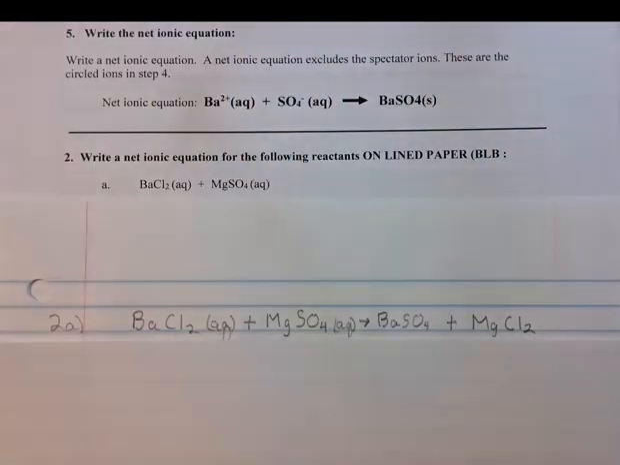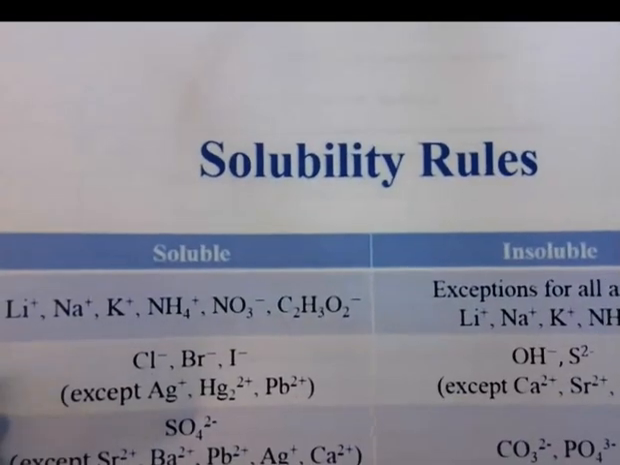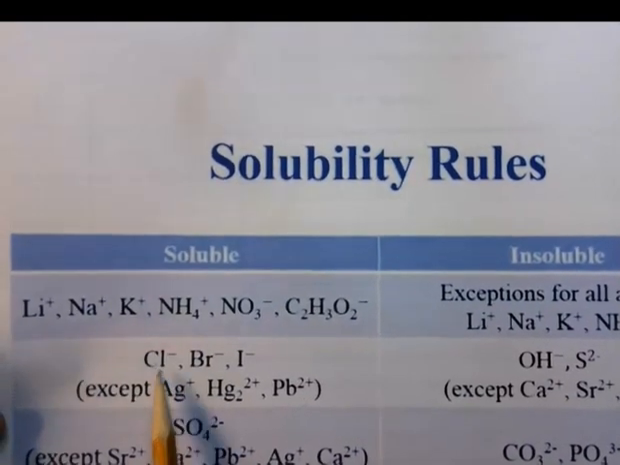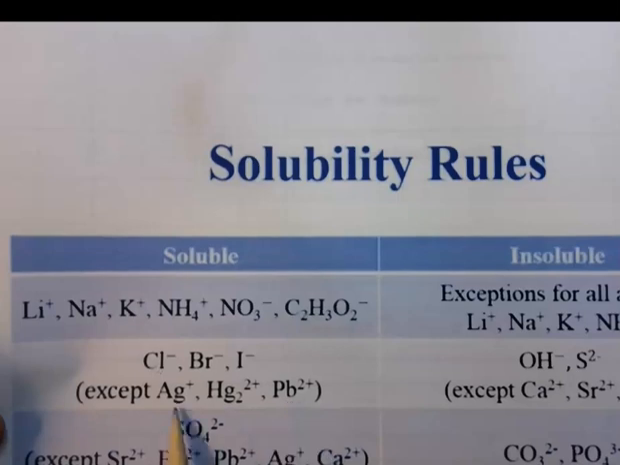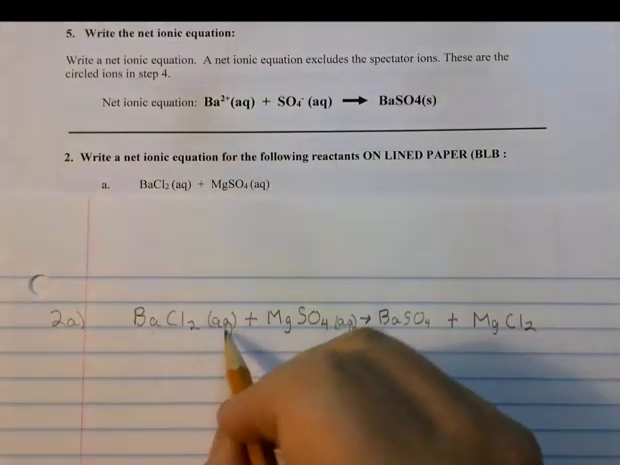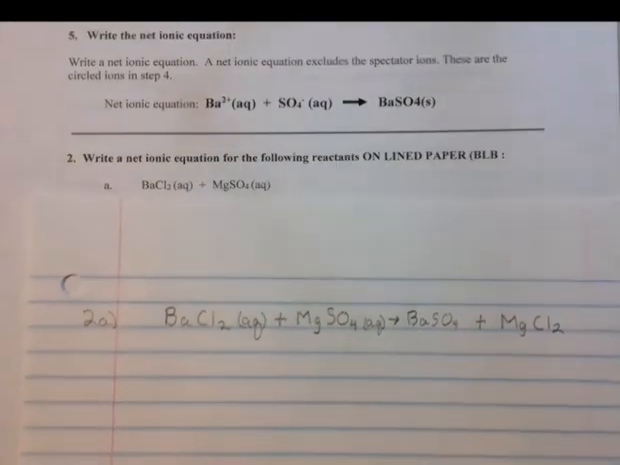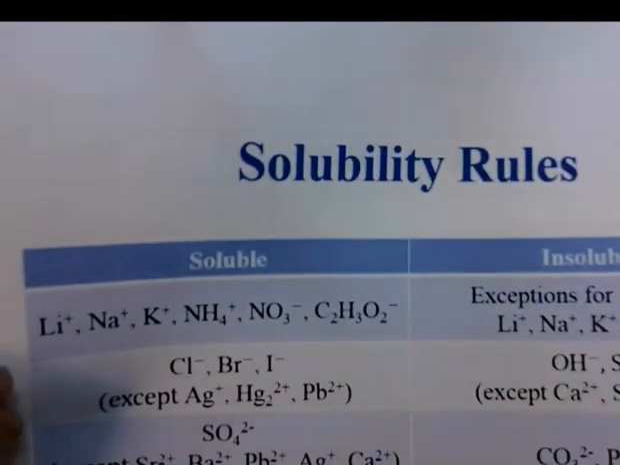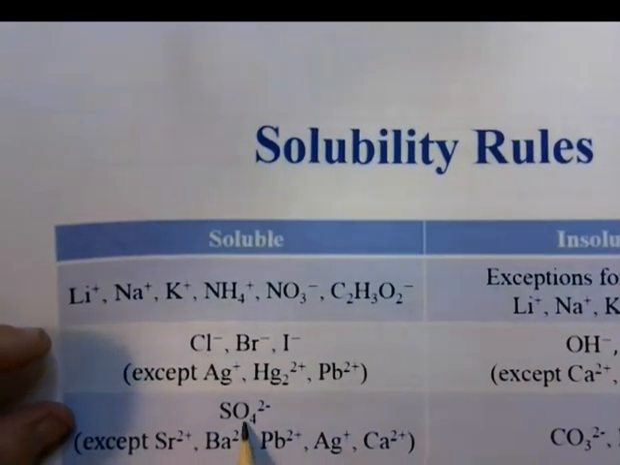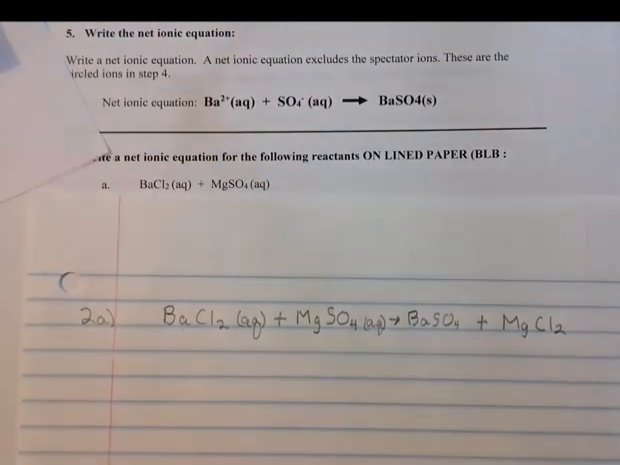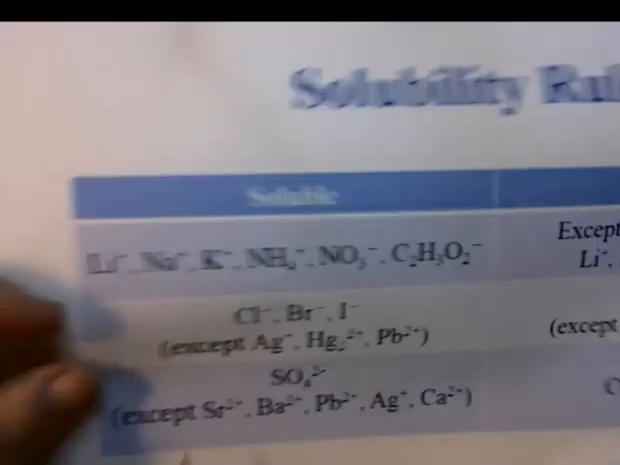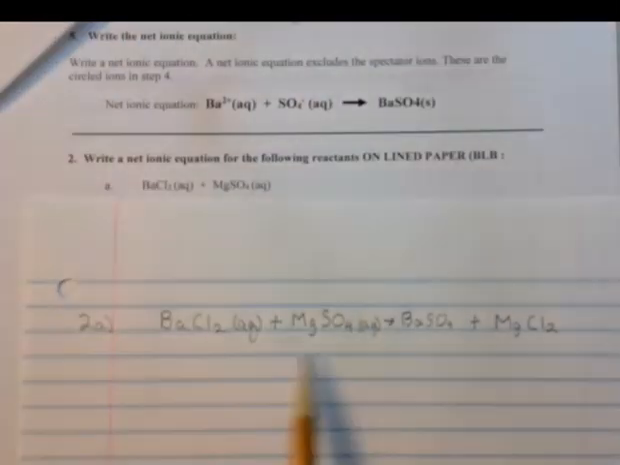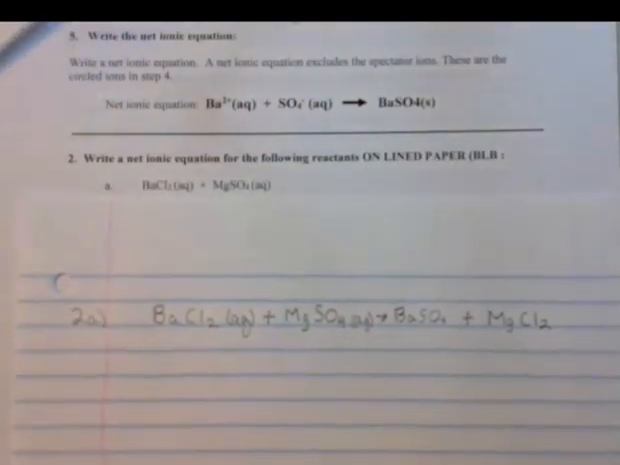Okay. And we see that BaCl2, barium chloride, is soluble except with these three, but barium is not one of them, so it is aqueous. Sulfate we see is soluble except with these 5 ions, but magnesium is not one of these 5, so it is soluble. It's also aqueous.